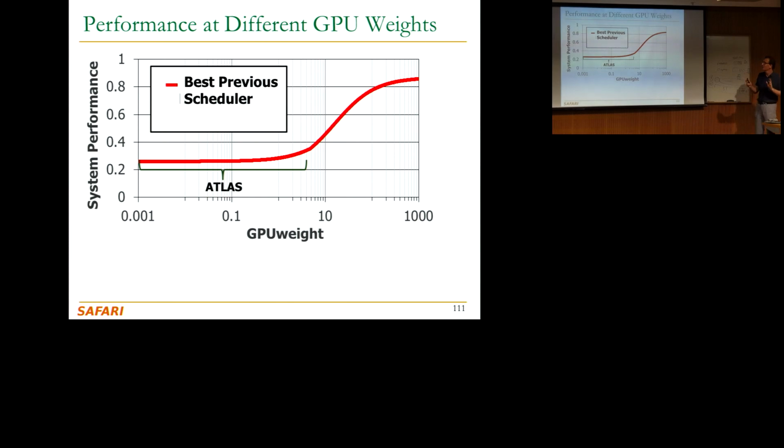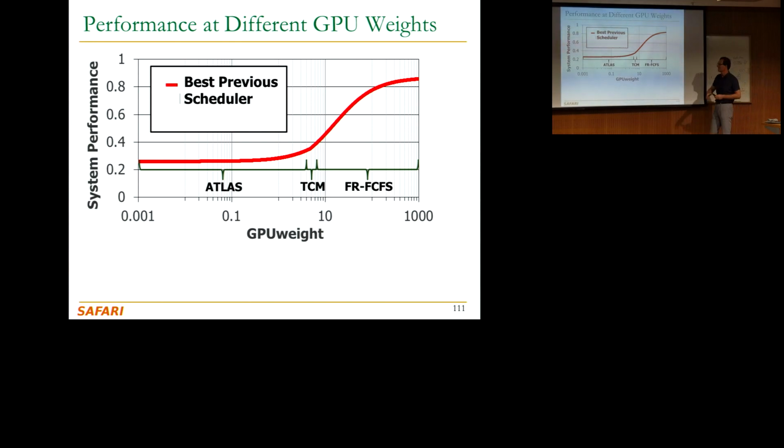Atlas turns out to be good for this regime. TCM turns out to be good for this regime. And FR-FCFS turns out to be good for this regime. It is a row-hit-first scheduler that naturally prioritizes the GPU. Atlas naturally prioritizes the CPUs, which makes sense if you think about it. And if you're somewhere in between, now you're more heterogeneous, right? If it's not clear which one's more important, you may want to have a heterogeneous approach.